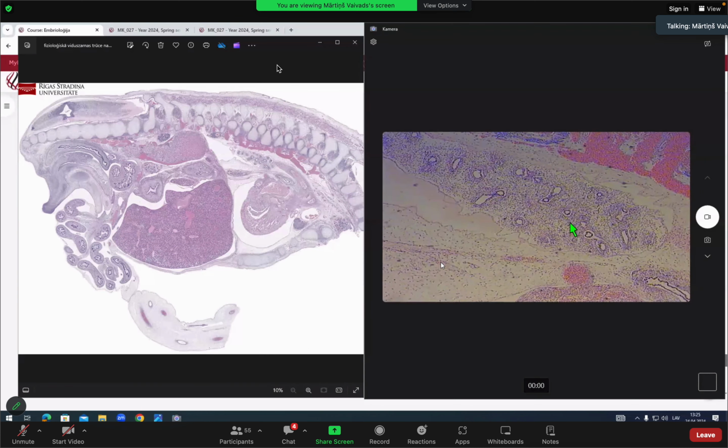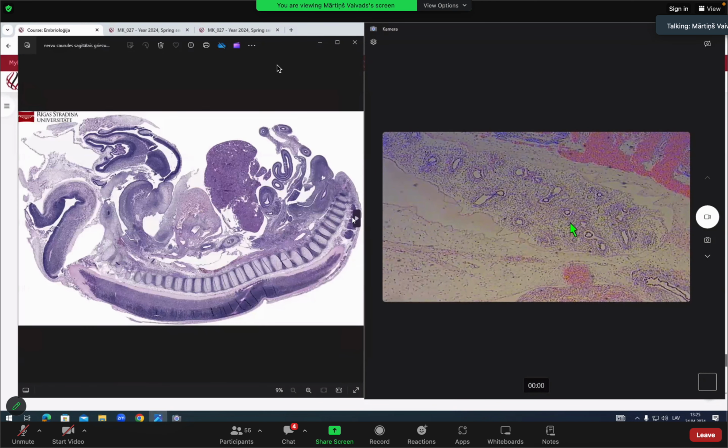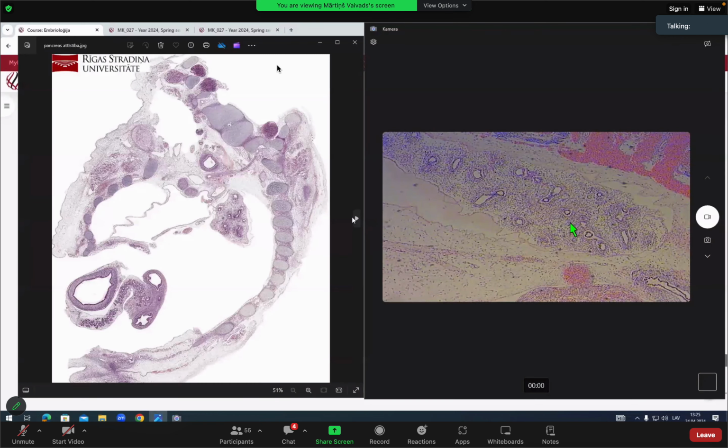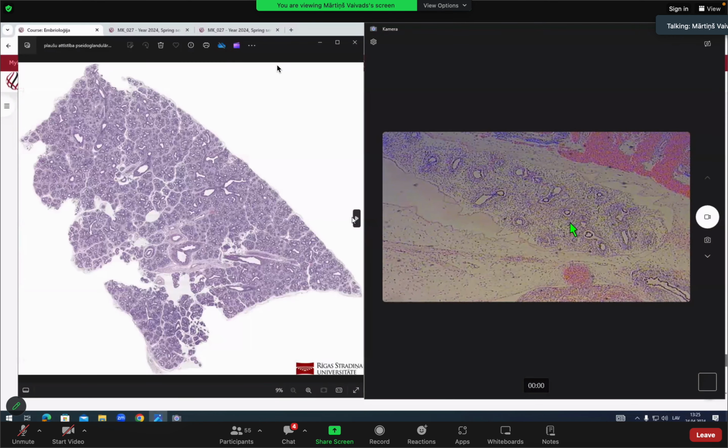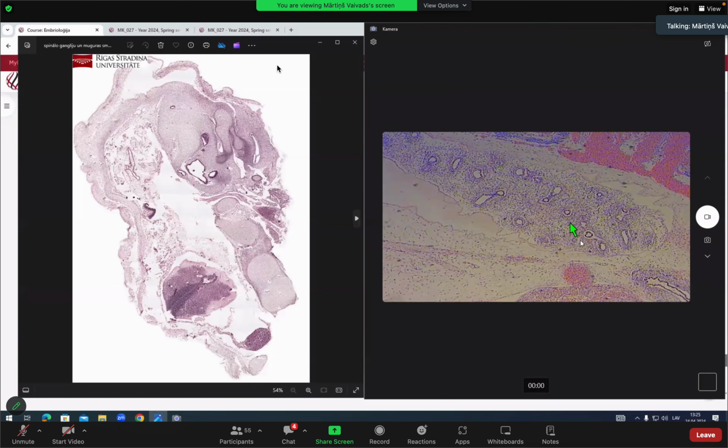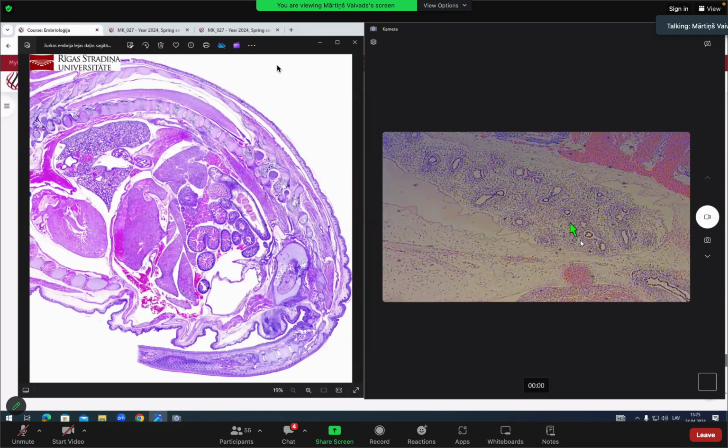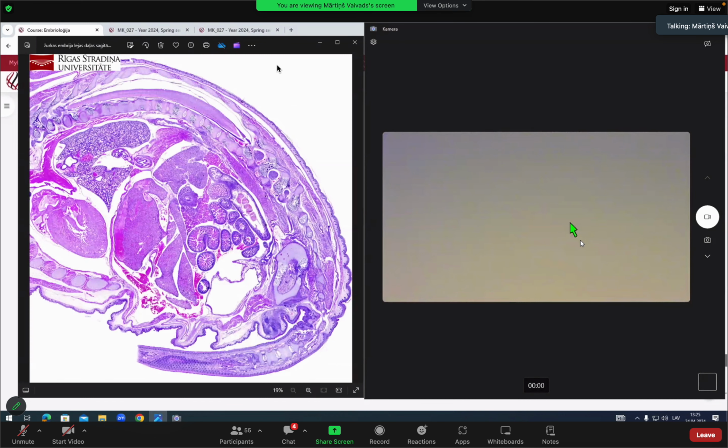If this is clear, next slide, developing pancreas. I will show you this slide first, and I will show you also the human slide. So developing pancreas. We will see the slide again, not next week because next week there's a holiday, but the week after that. I will check if I have a good human slide of the pancreas.